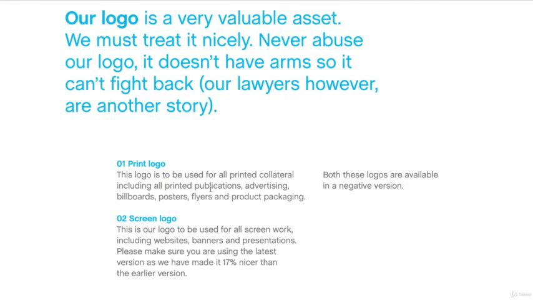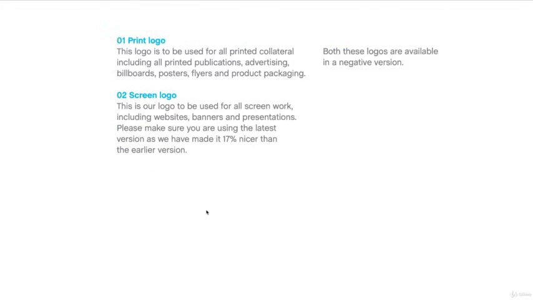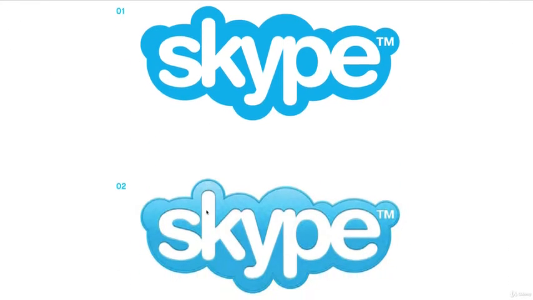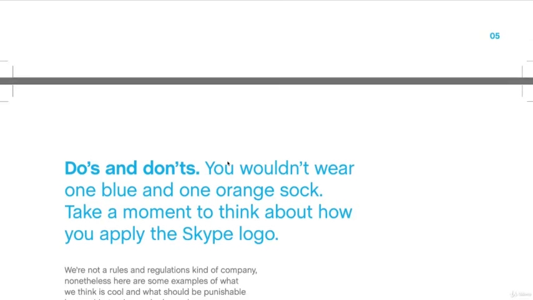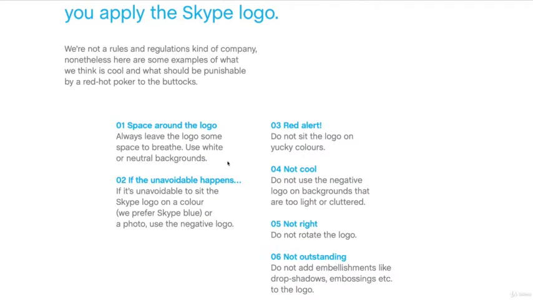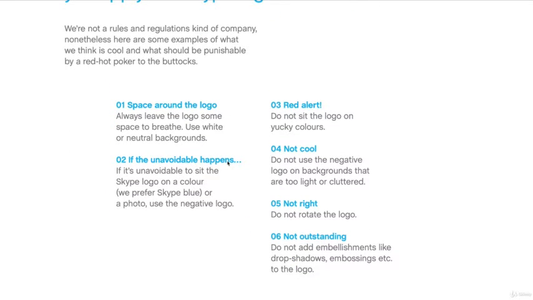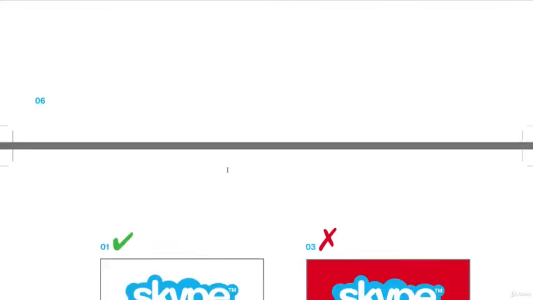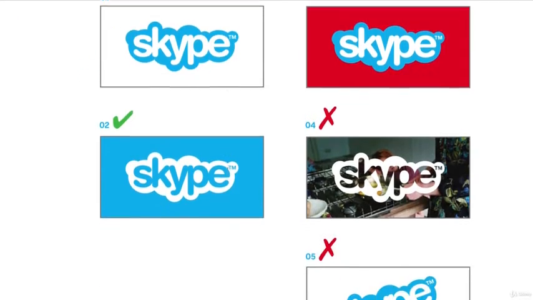So it's talking about different versions of the logo. It tells a little bit about the story and background of the logo. So they have a print logo and a screen logo. These are different versions. They have a detailed version and they have a simple version. They're just showing you which ones those are. Do's and don'ts. Instead of having visuals, they just talk about it with text. I like having visuals.